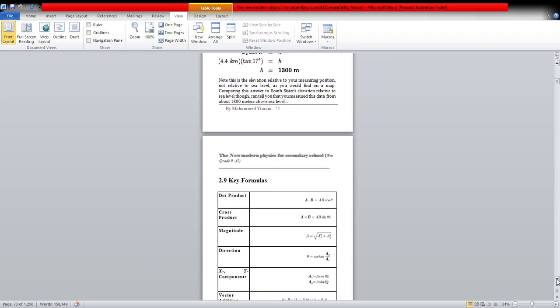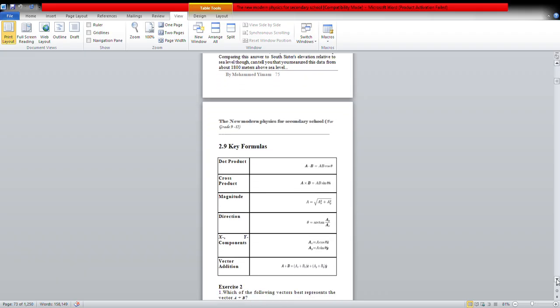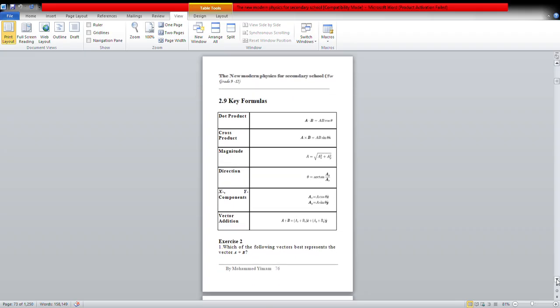Let's see key formulas. Dot product: A dot B is equal to A times B cos theta. Cross product: A cross B is equal to A times B sin theta. Magnitude: A is equal to the square root of ax squared plus ay squared. Direction: theta is equal to tan inverse, or arctan, of ay over ax.